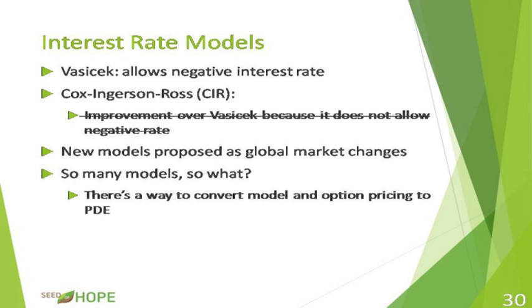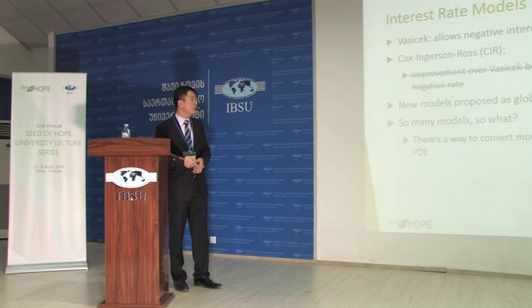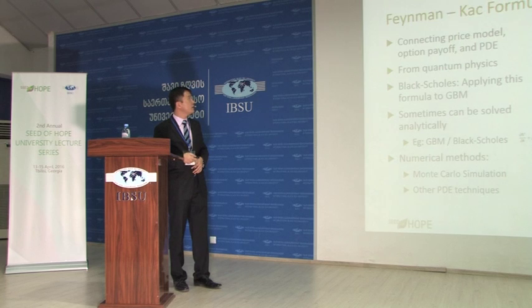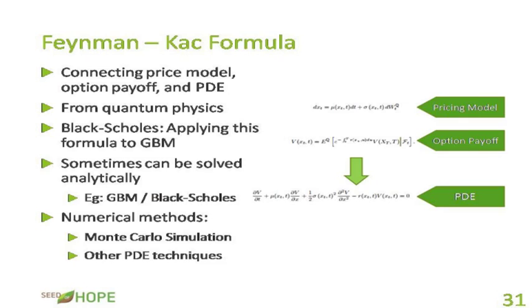And we have a lot of models. So what's the point of all of these new models that people are proposing? Well, as I said before, and this is why Black-Scholes got a Nobel Prize in 1997, they found a way to convert the model and option pricing to a partial differential equation. This is called the Feynman-Kac formula. For those of you with a background in physics, this is the actual formula being used in quantum physics.